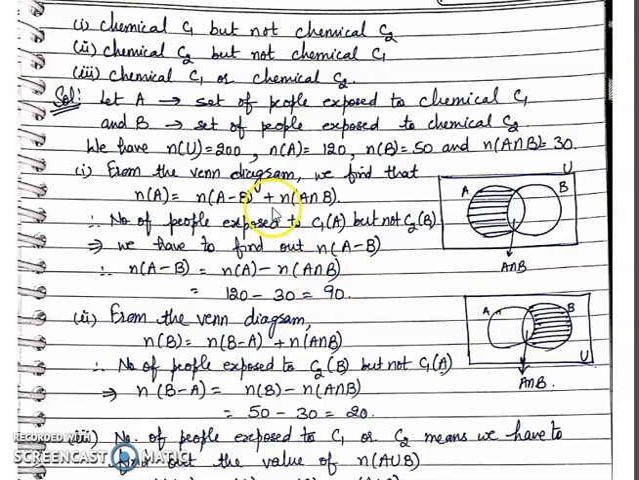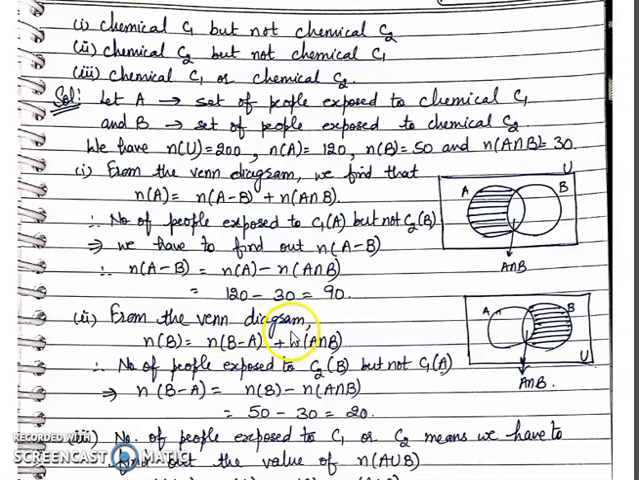Now come to the second part. The second part is the number of people exposed to chemical C2 but not C1. Again we explain this with the help of a Venn diagram. Chemical C2 means the set B, but not C1 means but not A. So all the elements of the set B which are not in A, meaning we have to find out B minus A, which is this shaded portion.